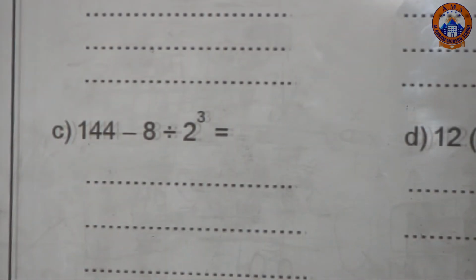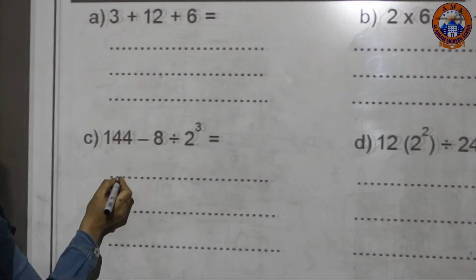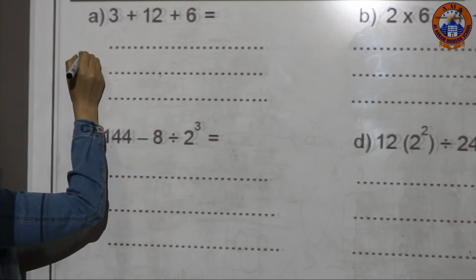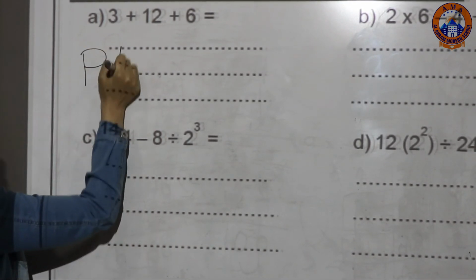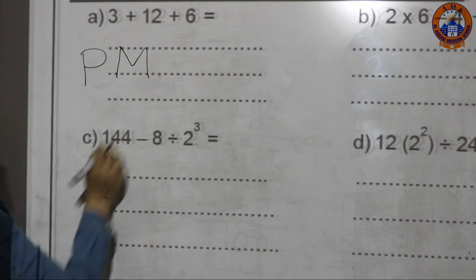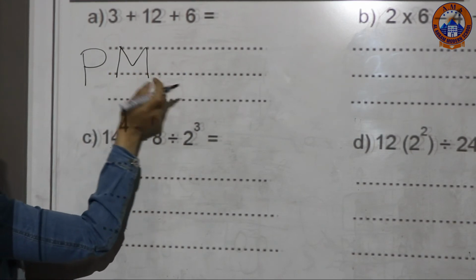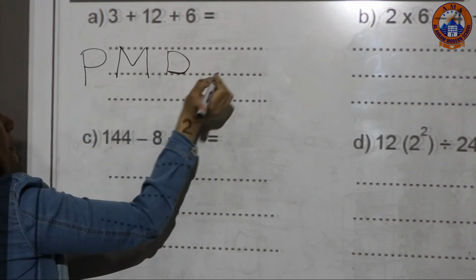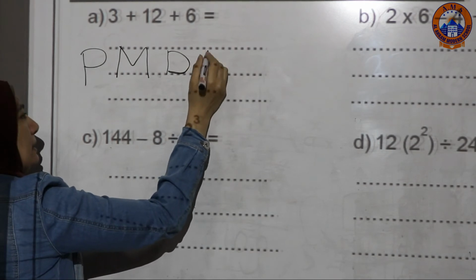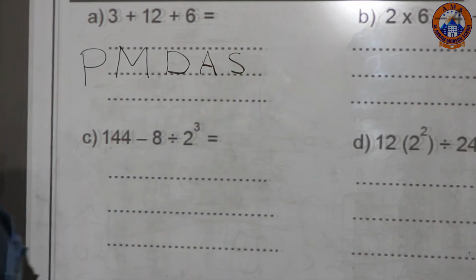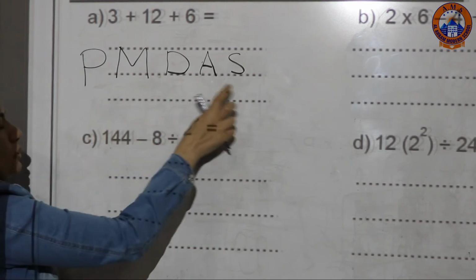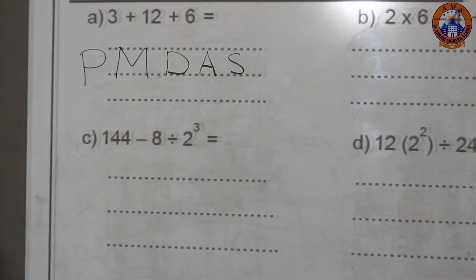We will stop. Okay, it's the order of operation. You have to follow the steps. Power, or parentheses, multiply, divide, and then adding and subtracting. This is our steps to do any exercise.